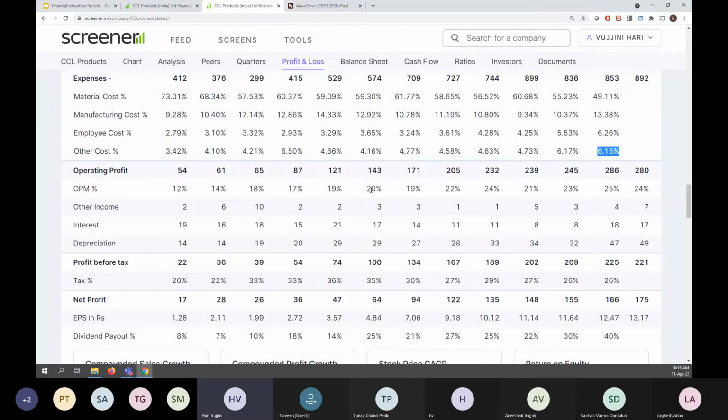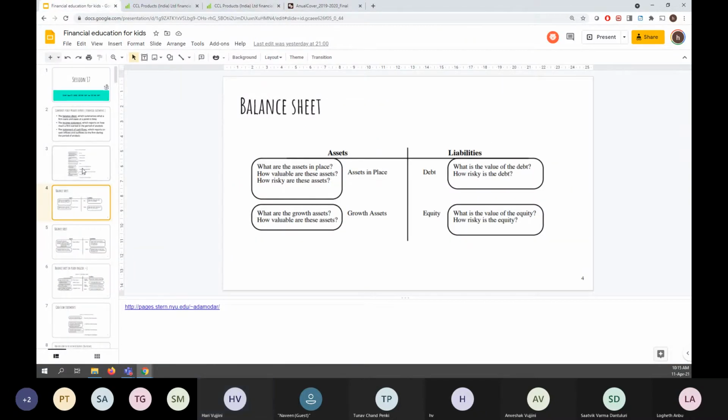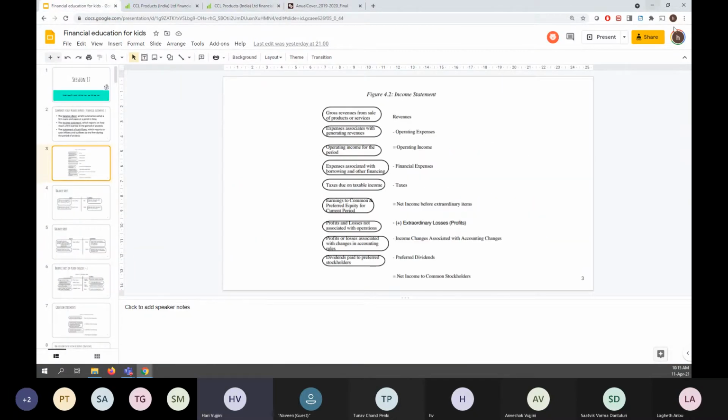Okay, then they have operating profit. So basically, operating profit, if you remember here, revenues. Let me zoom out.